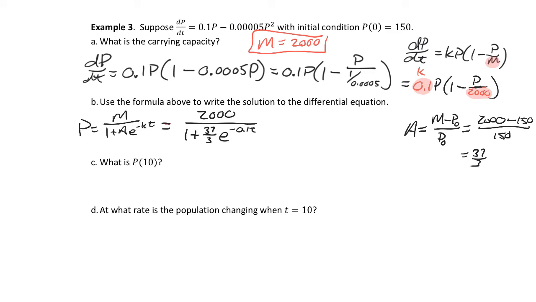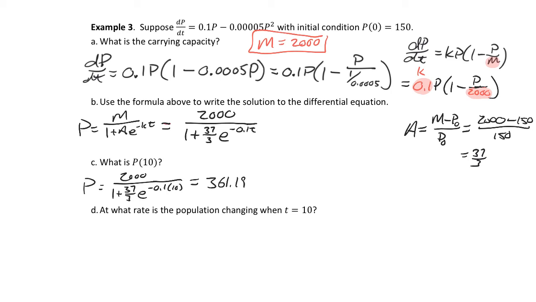What is P of 10? Okay, now there's no context here. No squirrels, no rumors, no diseases, no bacteria, nothing. P of 10, all we have to do is substitute 10 in for t. So we have P equals 2,000 divided by 1 plus 37 thirds e to the negative 0.1 times 10, which is approximately 361.19. Again, we don't know what we're dealing with, so I did do some decimals. If these were turtles or something, of course, I would round to 361.